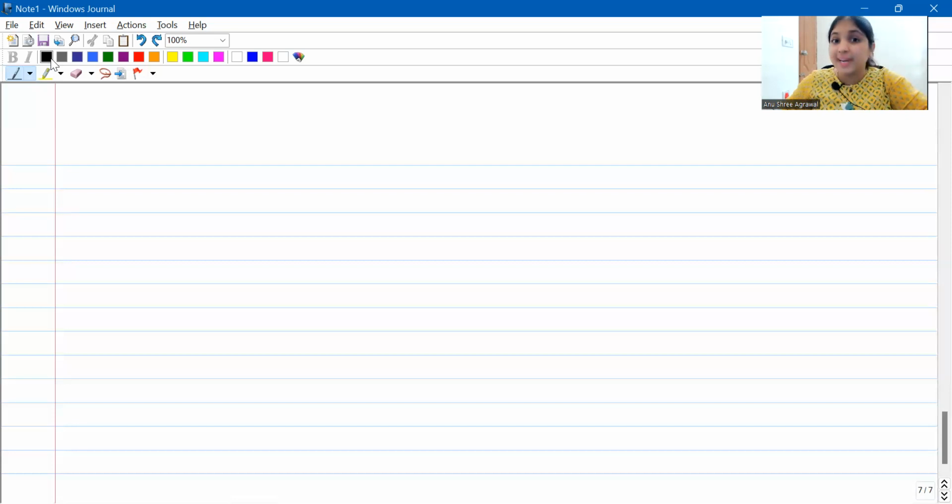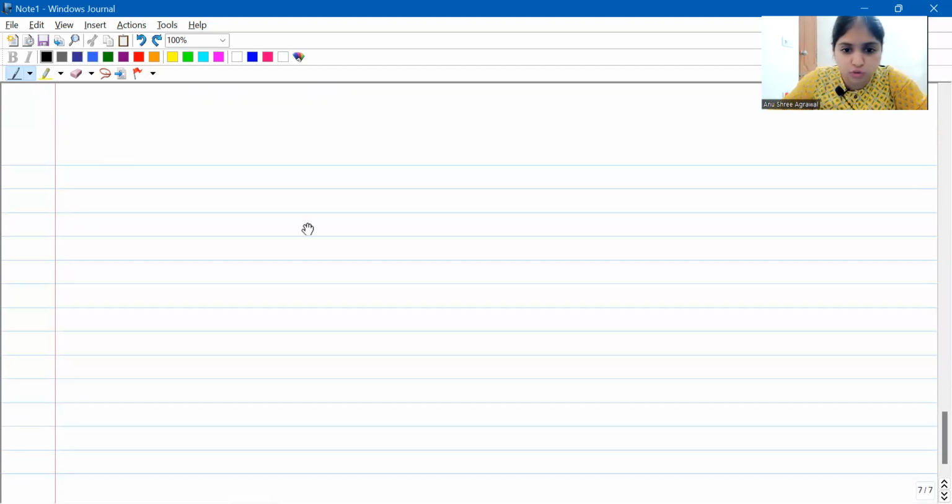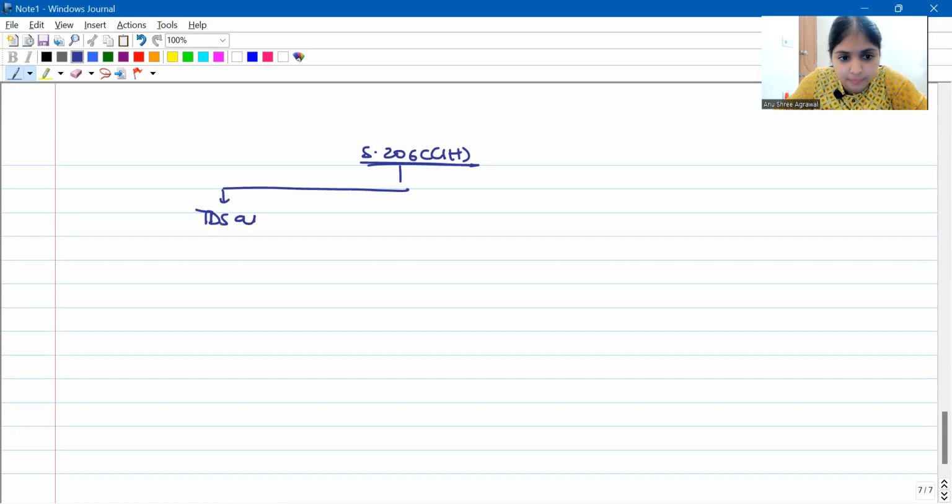So the most complicated part of 206C1H is grasping this TDS-TCS point. Whatever is difficult, let us simplify it through this flowchart. Listen, whenever you come to section 206C1H, do not blindly calculate tax. You will see the 3 conditions. First condition, the seller should be a person whose preceding previous year turnover is more than 10 crores. Second condition, no other TDS, no other TCS should apply. So for the second condition, you will apply this flowchart. You will first see, is any other TDS section applicable?